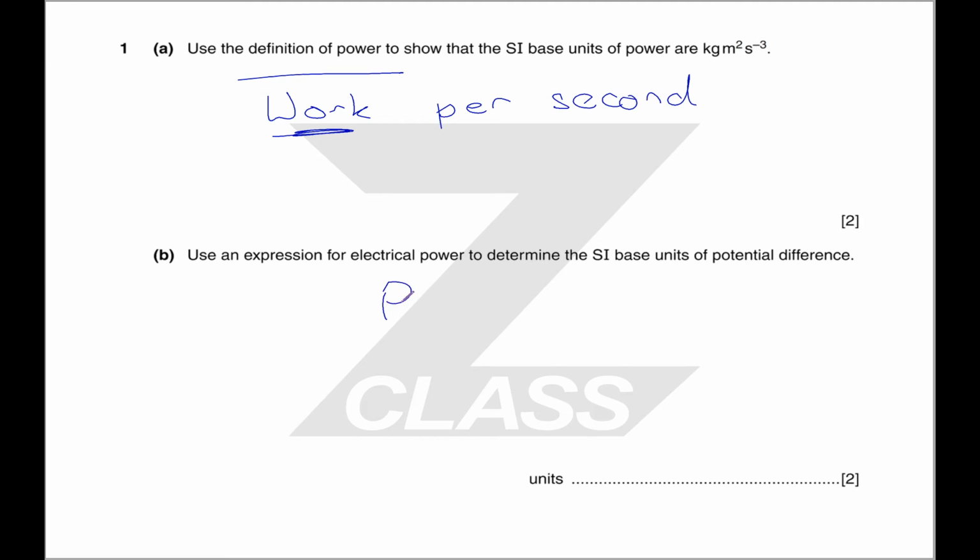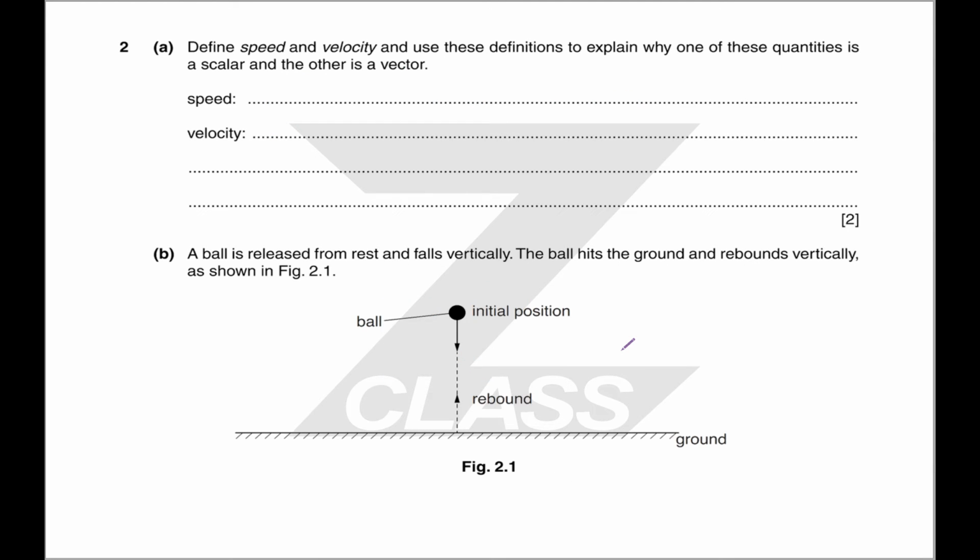Okay, use an expression for electrical power. So that's going to be P equals IV. Or, yeah, that one works. To determine the SI base units of potential difference, V equals P over I. Well, we just found the SI units of power. Current is a nice and simple one because that is an SI base unit. That's just amps. And so that one's nice and easy.